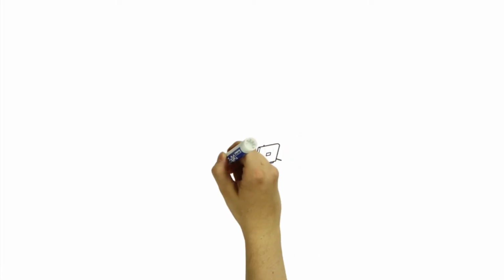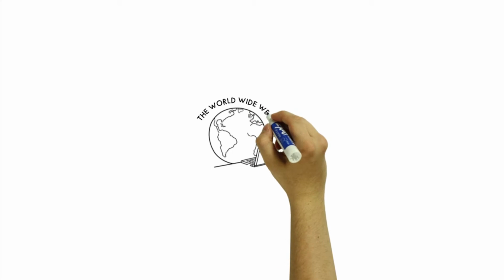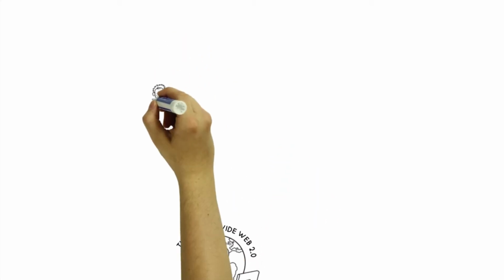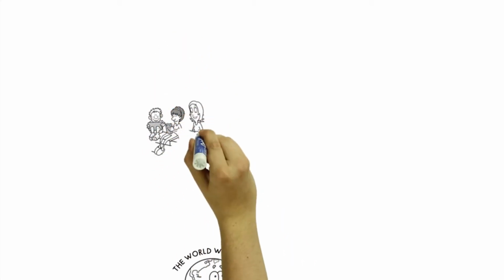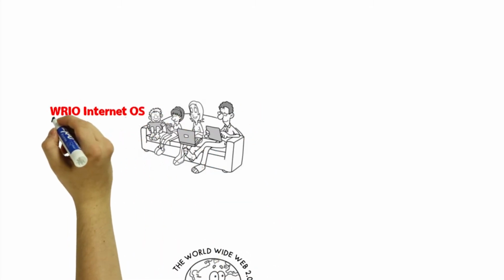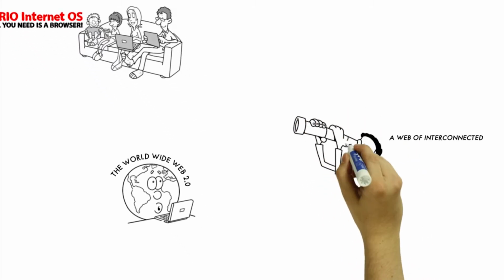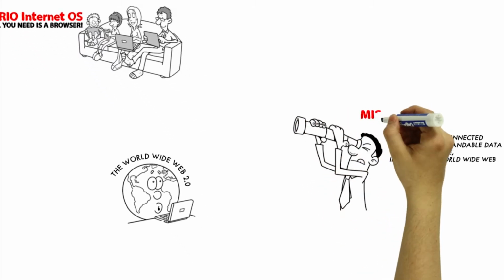The World Wide Web is one of mankind's greatest inventions, and yet it has some critical drawbacks. This video will give you an account of WRIO Internet OS, a platform that is meant to rectify those drawbacks. WRIO Internet OS is a platform designed to build the Semantic Web.